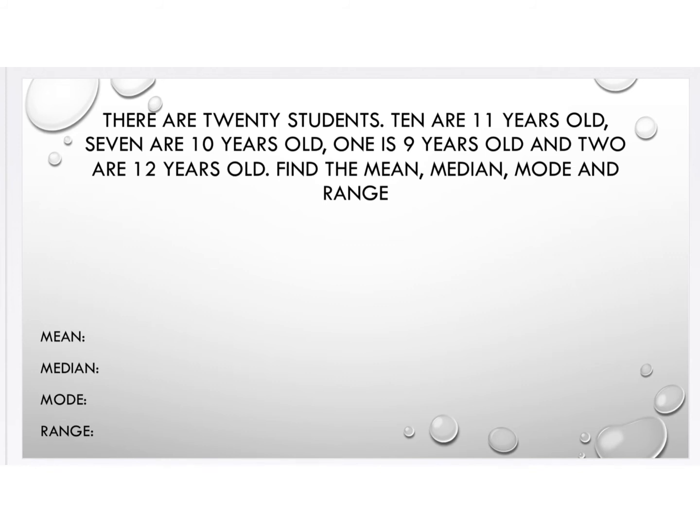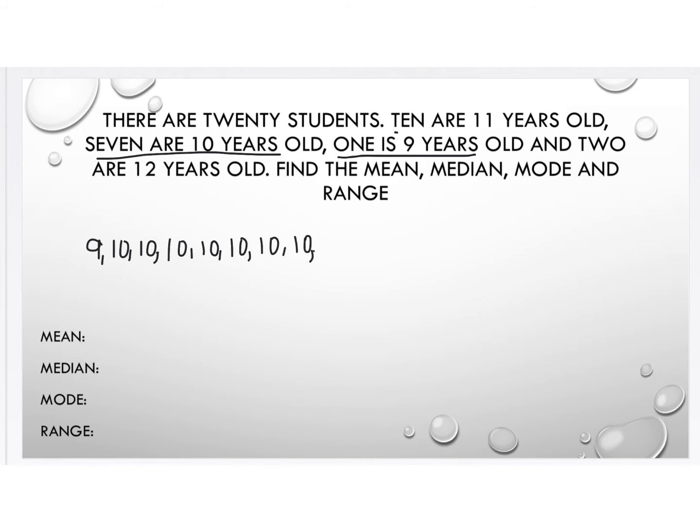So we need to go ahead and list out the numbers. I'm going to look for the smallest number that we have because we want to go from least to greatest, which is 9. So there's one 9-year-old, so I'm going to list that. The next, there are 7 10-year-olds. So we're going to list the number 10 7 times.